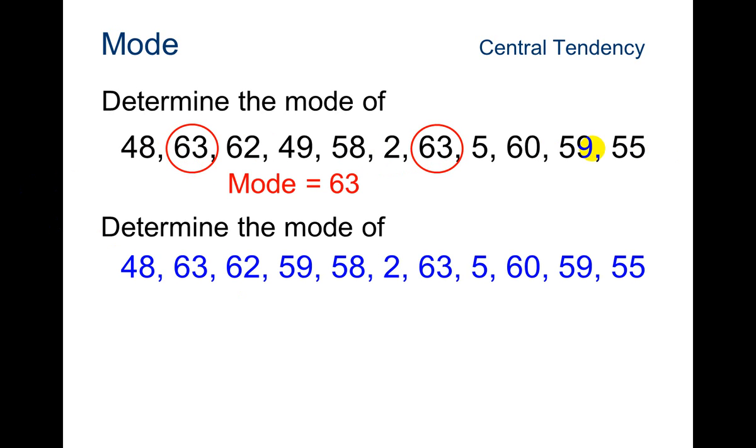Determine the mode of this set of numbers. So I notice that I see two 63s, but I also see two 59s. And so they both occur twice. None of the other numbers occur twice, so this is bimodal. We have two modes here, 63 and 59.